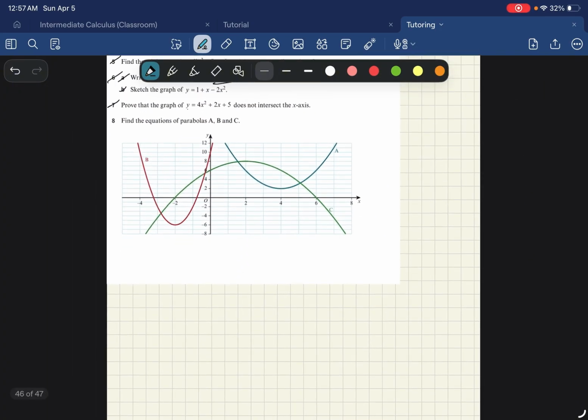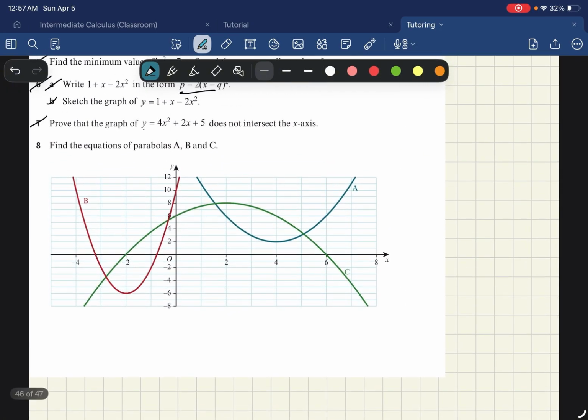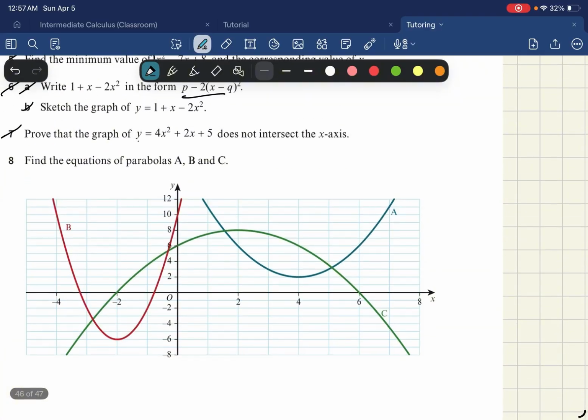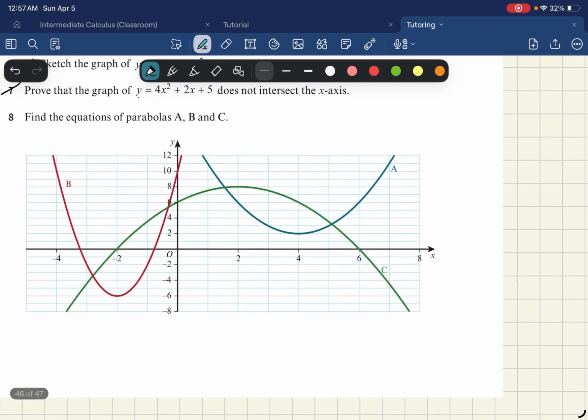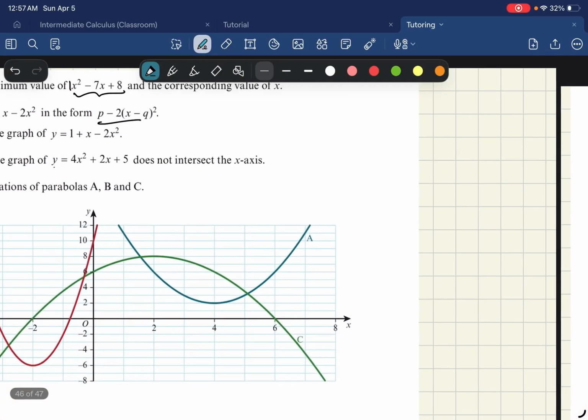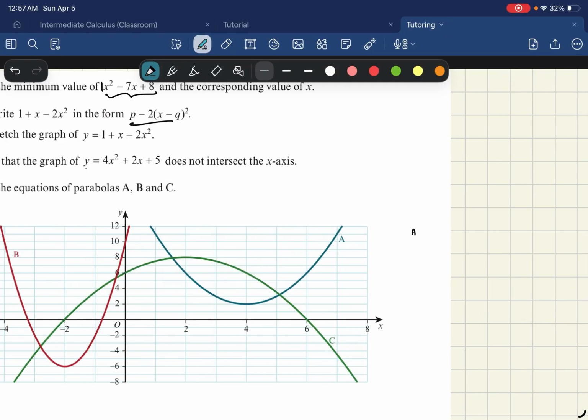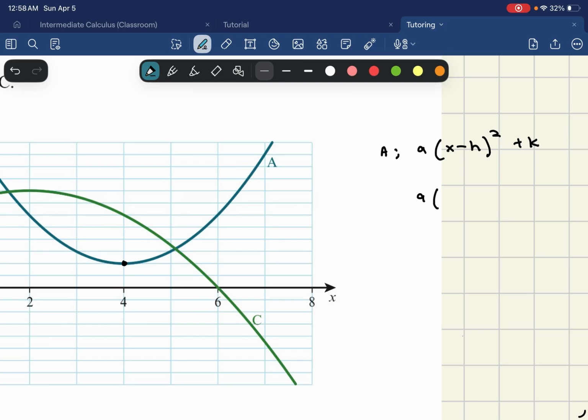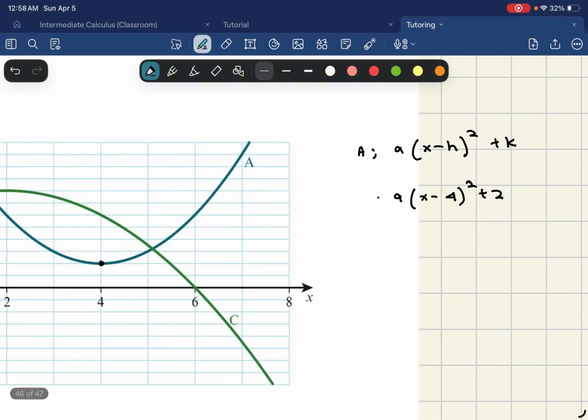Now we have question 8, and we want to find the equations of the parabolas. All right. Let's start with A. One way to do it is, the equation for A, we can use this form, a(x minus h) squared plus k. We know the coordinates of the vertex. The vertex is at 4, comma 2. So we can just substitute that information. (x minus 4) squared plus 2, right? So we see that the vertex is at 4, comma 2. We want to set this equal to y.